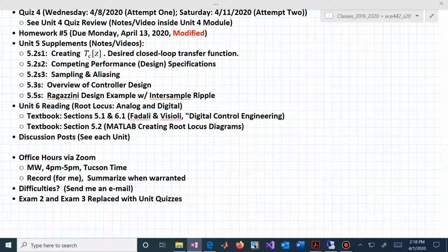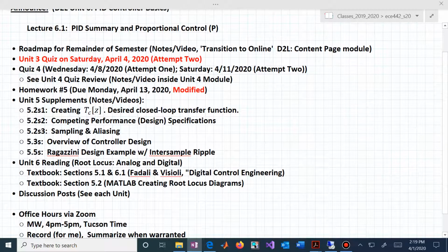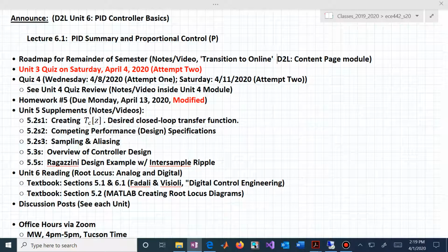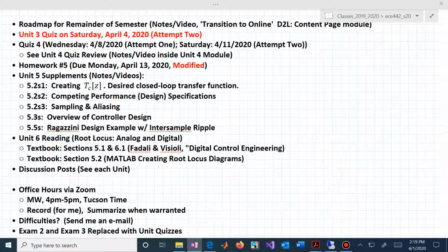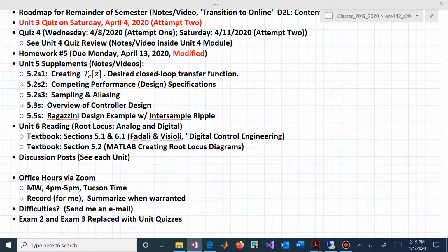I hope at this point in the semester you're aware that Exam 2 and Exam 3 have been replaced by unit quizzes. And we will have 5 of those unit quizzes, 3 through 7. Those units will be quizzed. You will be given the best 4 of those 5 quiz scores. And Unit 8, which is dealing with state space control design concepts, that's going to be an extra credit or an optional unit.